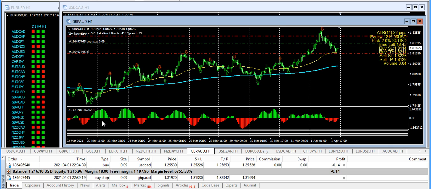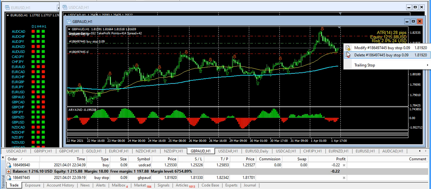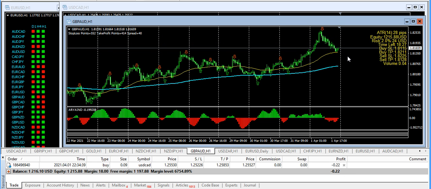So this is my arrow. This is my dashboard. So I look at the daily. If it's red, I'll go red. If it's green, I'll go green. And then I use my stop loss, my buy stops like that. And easy to take it off. Look there. I just right click on it, gone.